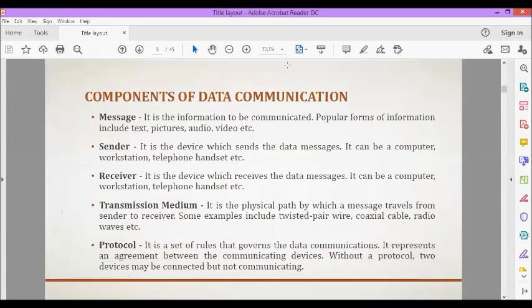Receiver is a device which receives the data messages. It can be a computer, a workstation, or a telephone handset. The transmission medium is the physical path by which a message travels from sender to receiver. Some examples include twisted pair wire, coaxial cable, or radio waves. Protocol is a set of rules that governs data communications. It represents an agreement between the communicating devices. Without a protocol, two devices may be connected but not communicating.